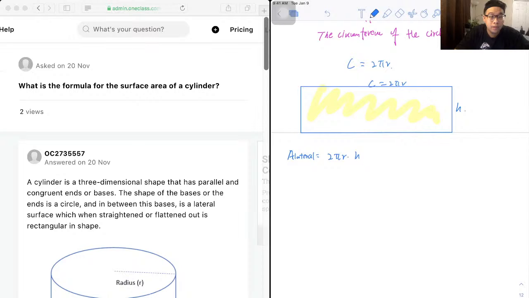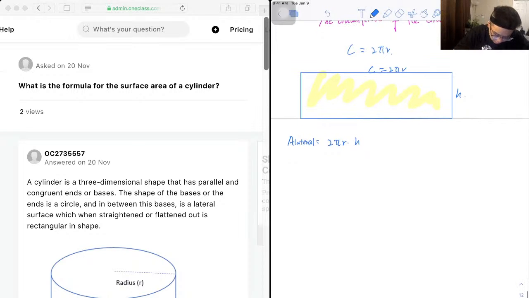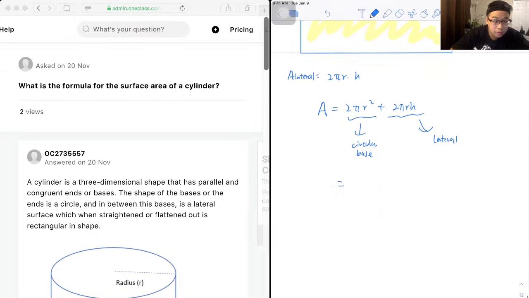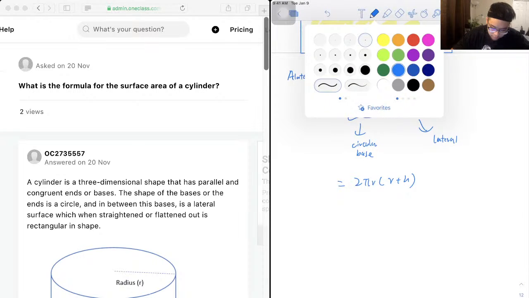So we're combining the area of the lateral surface with the area of the two bases. We will have A is equal to 2 pi r squared plus 2 pi r h, where this part is our lateral, and this part will be the circular base. All right. So we can factor out 2 pi r from the equation, so we will get 2 pi r times r plus h. Right. So let's write our conclusion.